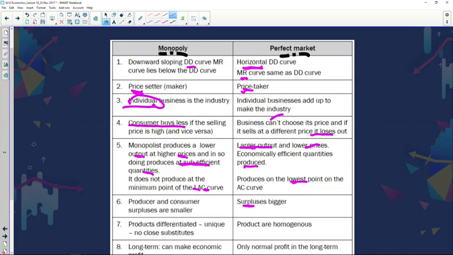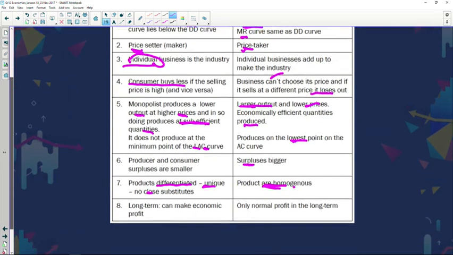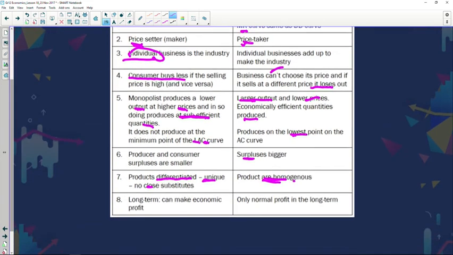Then products are differentiated. They sell a unique product and there are no close substitutes available, so people are forced to buy from these businesses. Here the product is homogeneous, it's identical, hence it forms part of a perfect competition, whereas here products are differentiated, so they're not the same. In a perfect market, the products are identical. And then the last point that we're going to look at.